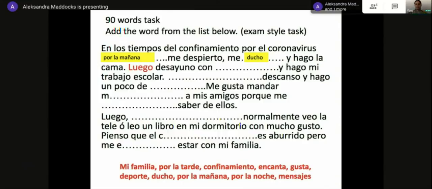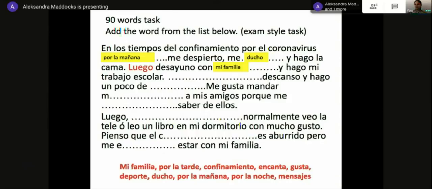Luego desayuno con. Later, I have breakfast with. What could it be? Who can I have breakfast with? And you can see that from the words given, only one word makes sense. There are a few nouns, but only one word would fit, and it's mi familia. Y hago mi trabajo escolar, and I do my schoolwork.